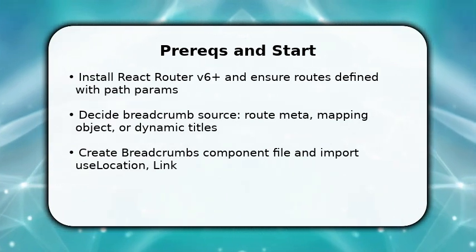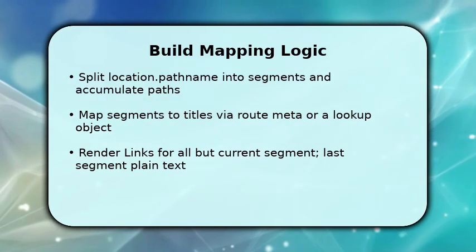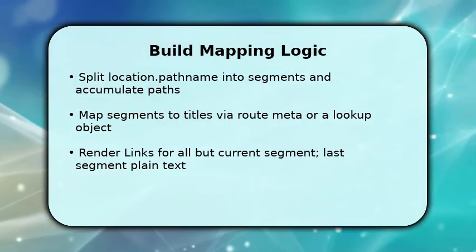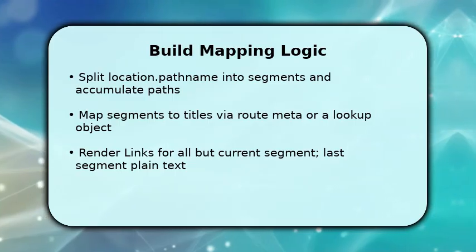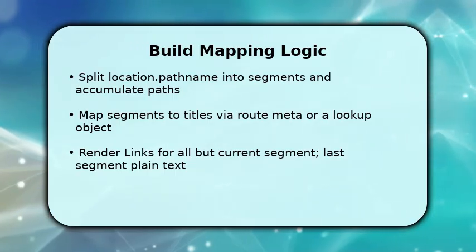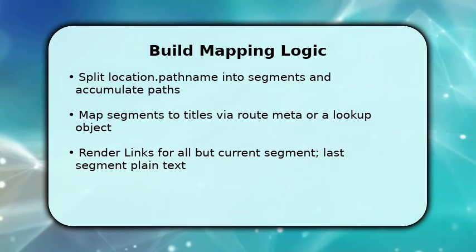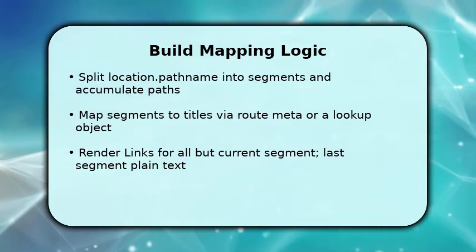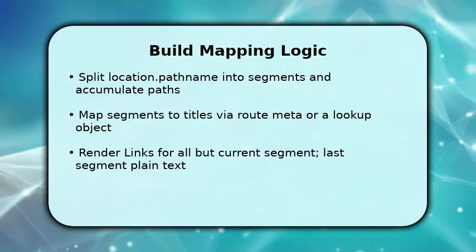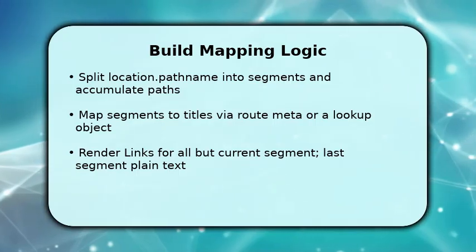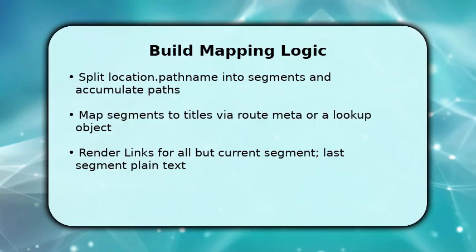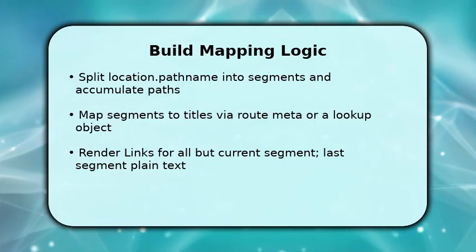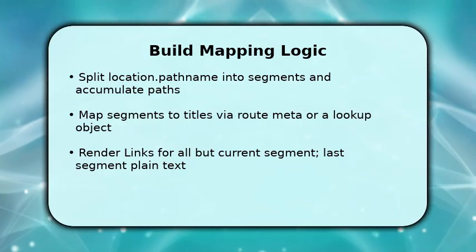Once you have the pathname, split it into segments and accumulate URLs progressively so each breadcrumb links to the correct path. You will map each segment to a human-friendly title using either route meta, a lookup object keyed by route, or a function that formats params. As you iterate, render Link components for every segment except the last one. The final segment should be plain text to indicate the current page. Make sure to decode URI components and normalize casing so labels read well.